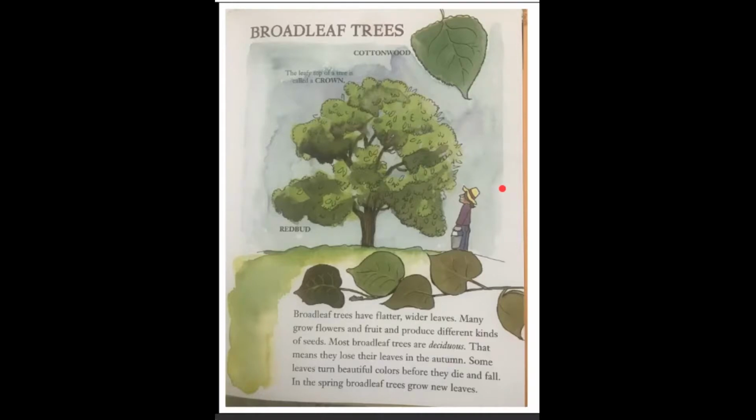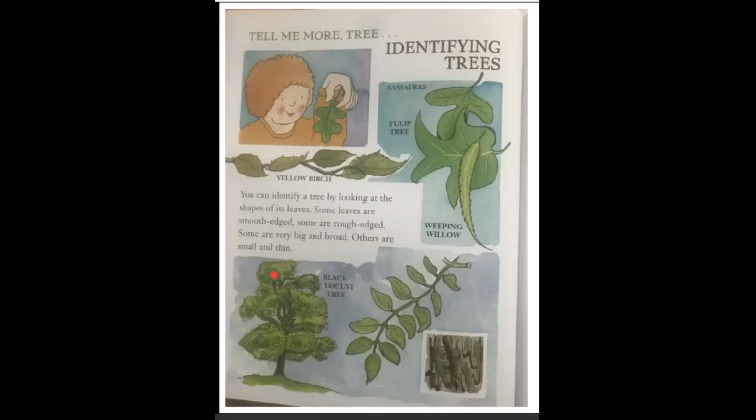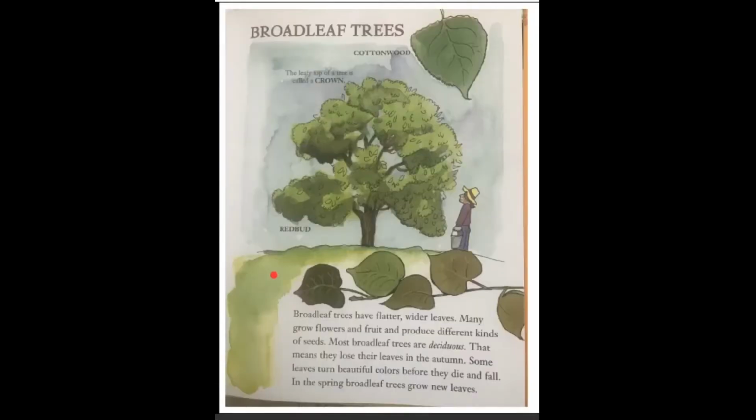Broadleaf trees. Broadleaf trees have flatter, wider leaves. Many grow flowers and fruit and produce different kinds of seeds. Most broadleaf trees are deciduous. That means they lose their leaves in the autumn. Some leaves turn beautiful colors before they die and fall. In the spring, broadleaf trees grow new leaves.